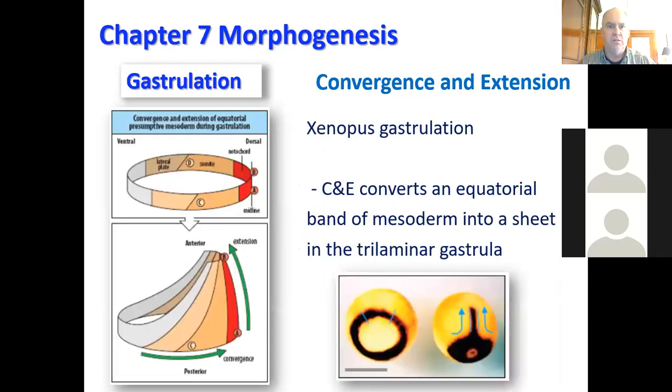Convergence and extension. And this is a really freaky part, the way you've got the blastopore over here, and you've got mesoderm all the way around and endoderm under it, and it all gets pulled, cell to cell pulling up towards that blastopore, and then gets shoved through the blastopore and elongates as it goes through that blastopore. And that's what your gastrulation is.